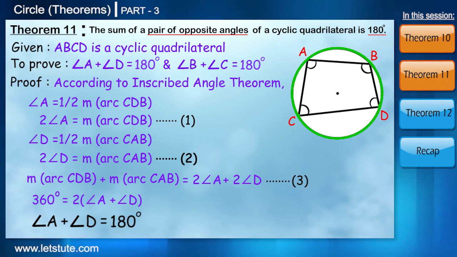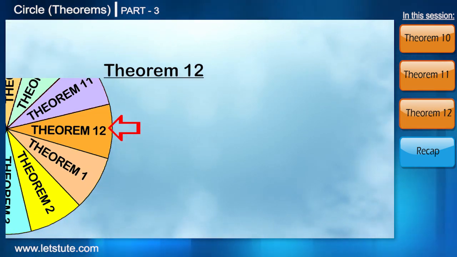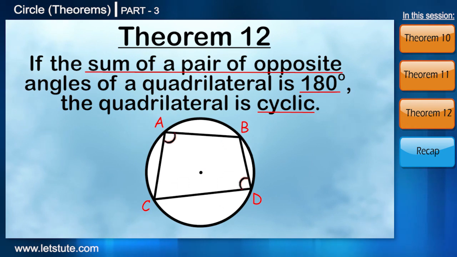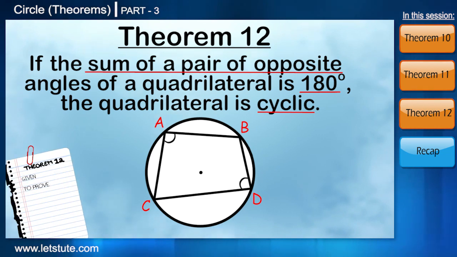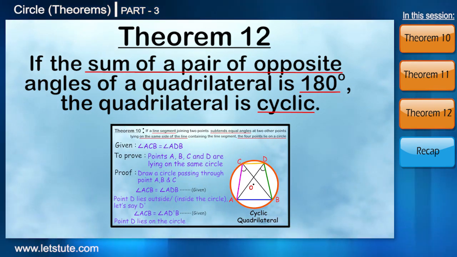Our last theorem of this session is the converse of this theorem. Theorem number 12. If the sum of a pair of opposite angles of a quadrilateral is 180 degrees, the quadrilateral is cyclic. But you know what? I'm thinking, why don't you prove the converse and write it back to me? I will tell you whether you're right or wrong. Let me give you a hint for solving this theorem. You can solve this theorem using exactly the same methods that we used in theorem number 10. I'm sure that you all will be right, but please do write to us. We would love to know how you prove it.